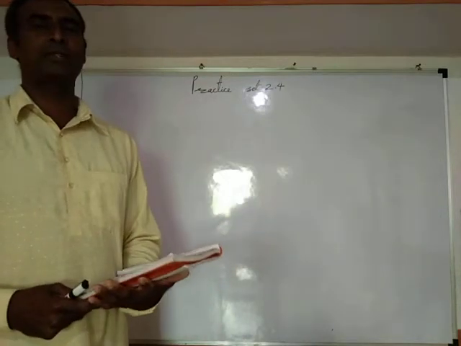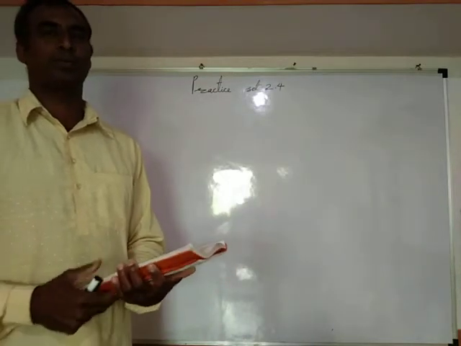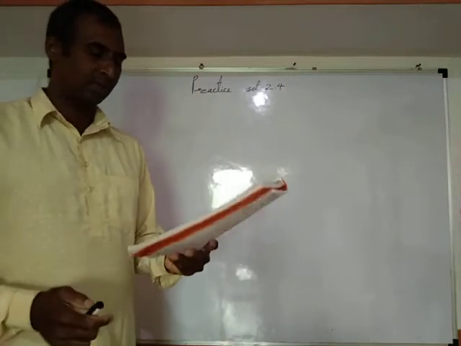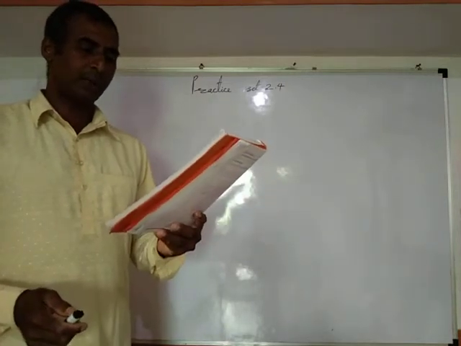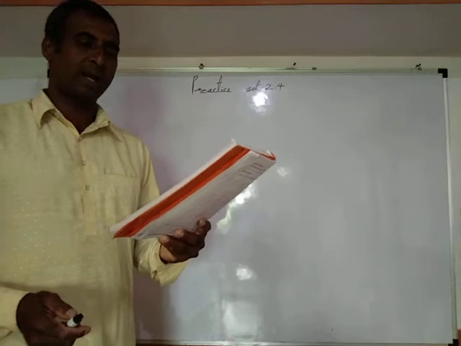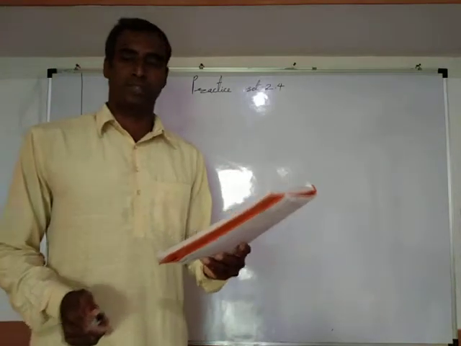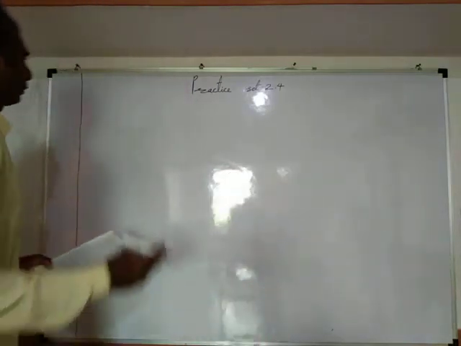Hello, let's all practice set 2.4. Question first. Compare the given quadratic equation to the general form and write values of a, b, c.